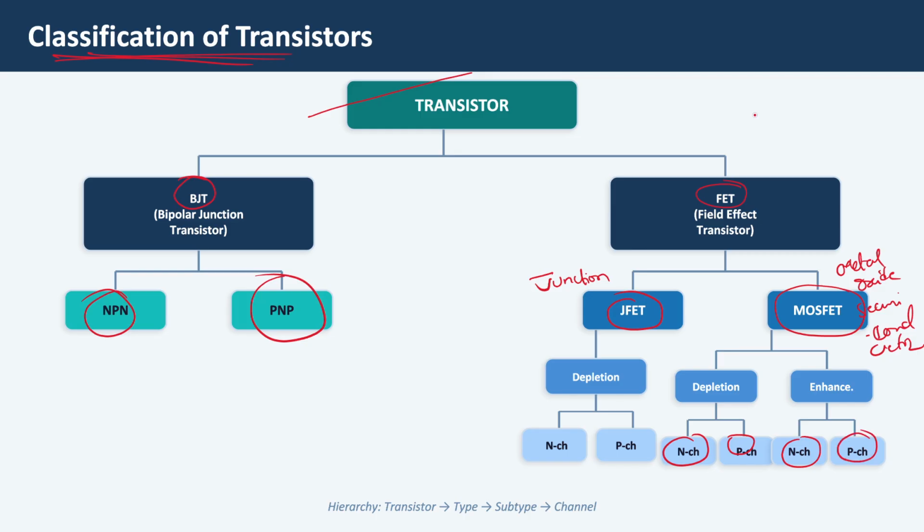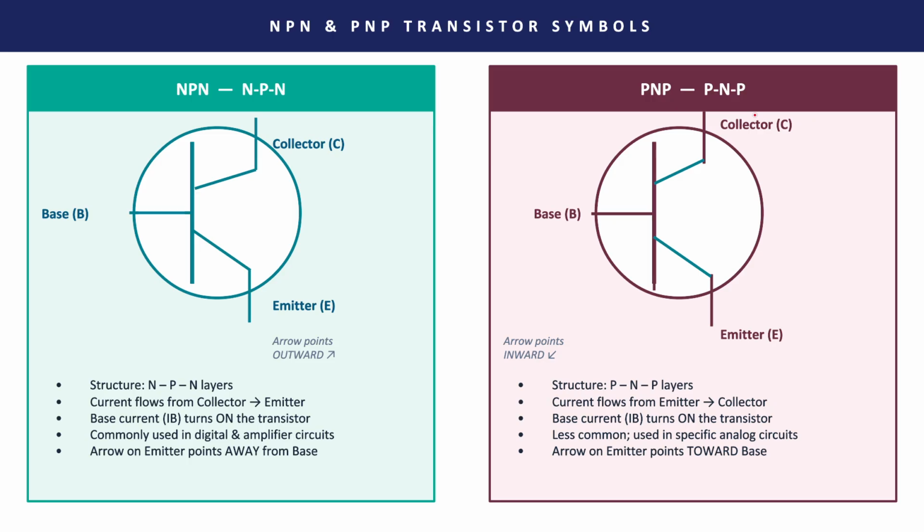Our main concept today is BJT. BJT has two types, NPN and PNP transistor. In NPN, the collector is N type, the emitter is N type, and the base is P type. In a PNP transistor, the collector and emitter are P type and the base is N type.